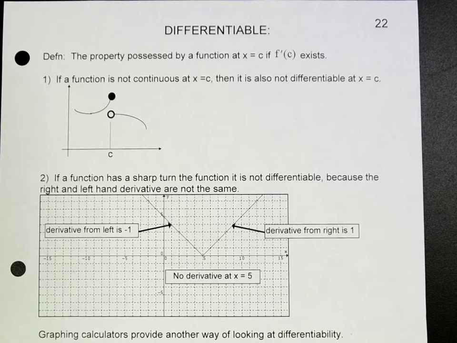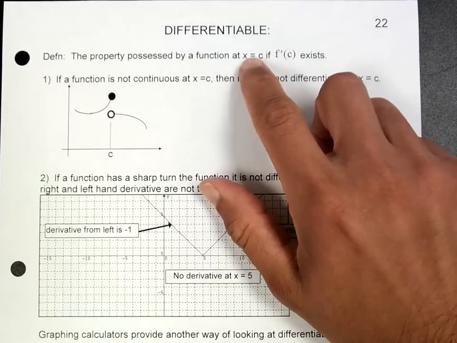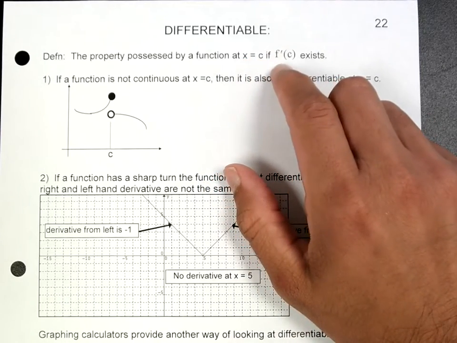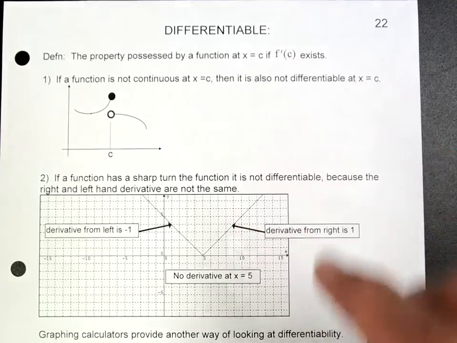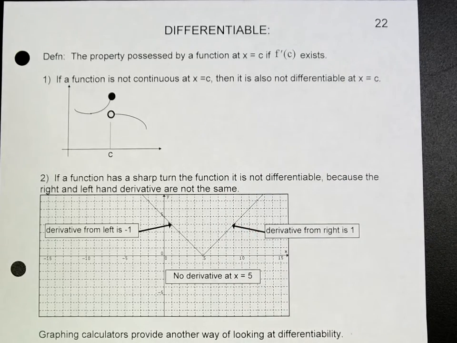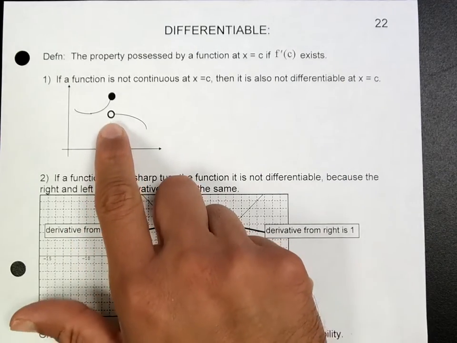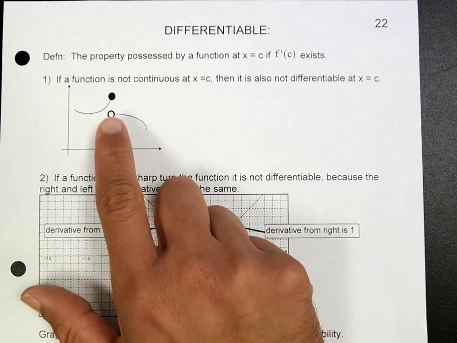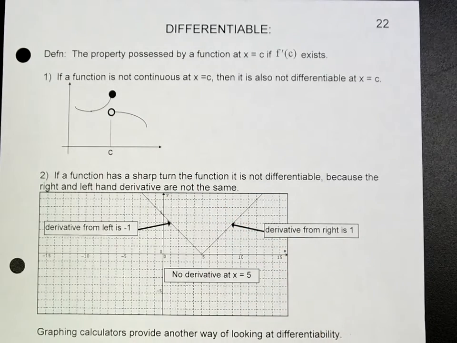Topic 22, differentiable. The definition of differentiable is a property that is possessed at x equals c if the derivative at that point exists. So if you have a function that's not continuous at x equals c, then you can also say that it is not differentiable at x equals c because it's discontinuous. If you have a discontinuity, it's also not differentiable at that point.